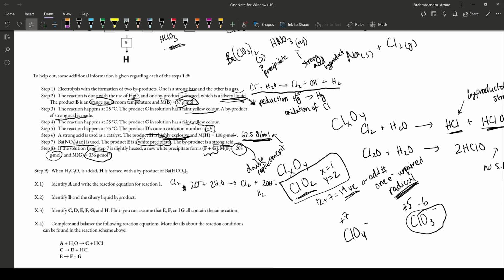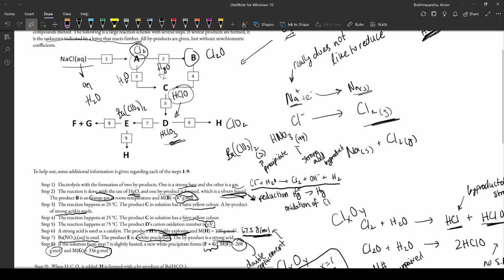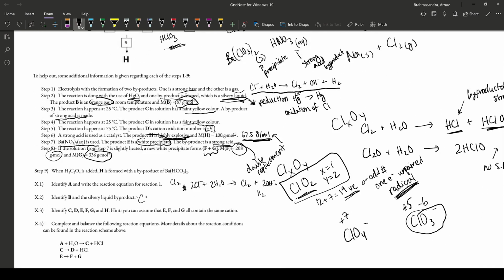Next question, X.2: identify B and the silvery liquid byproduct. So B was Cl2O, and our liquid byproduct was Hg.